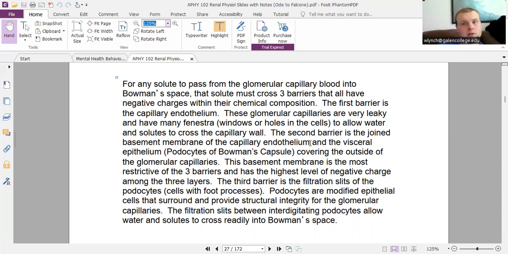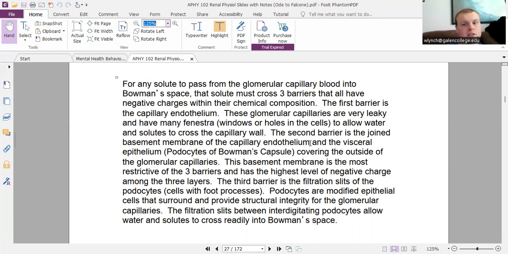All right, we have large fenestrations or large pores here, so everything is going to be able to pass pretty easily unless it's an extremely large blood cell. The second is going to be the basement membrane of the capillary endothelium. This is known as a visceral epithelium or the podocytes. Those podocytes are going to add an additional barrier to filtration.